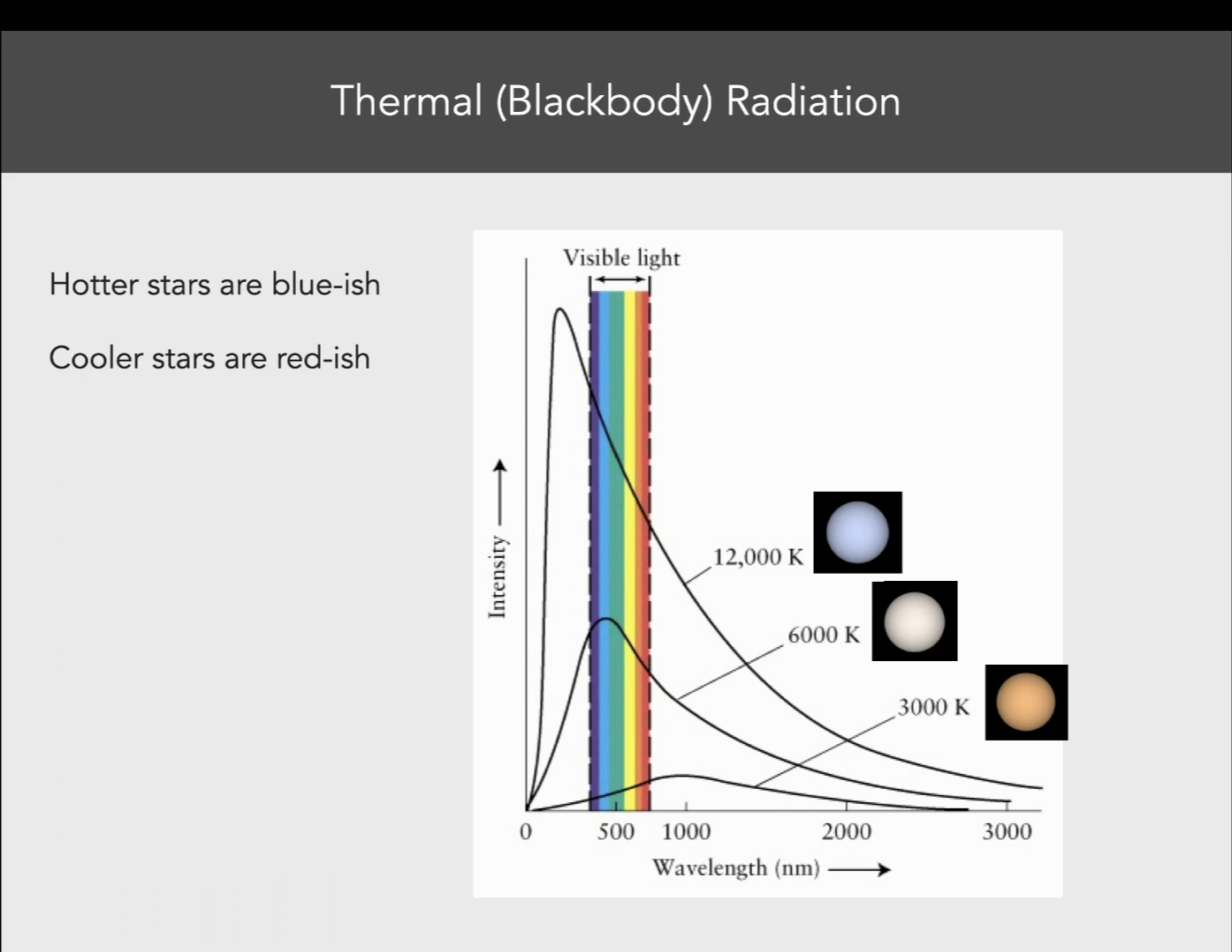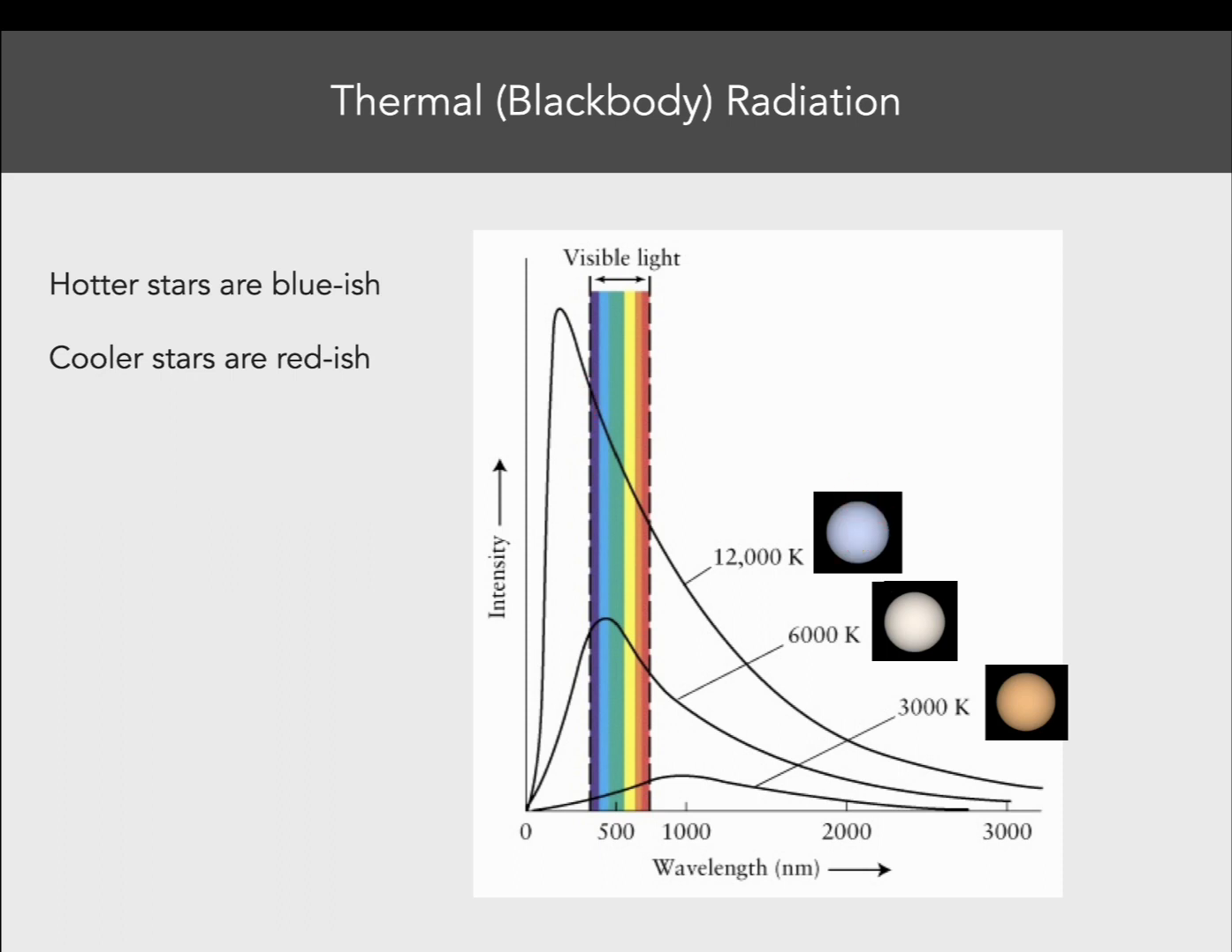So if you look at how the Planck function cuts across the visible part of the spectrum, you can see that a 12,000 Kelvin object is giving off way more violet and blue wavelengths than red light. So since you have so much more energy coming out at shorter wavelengths, the star is going to look kind of bluish.